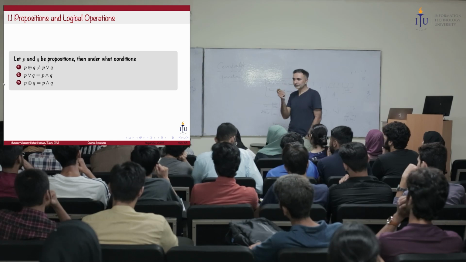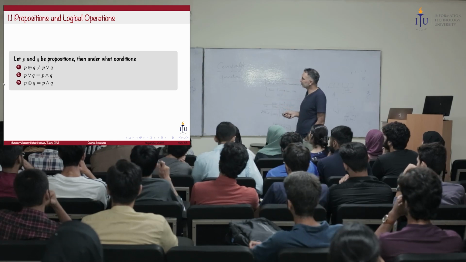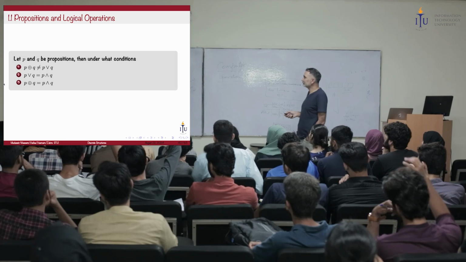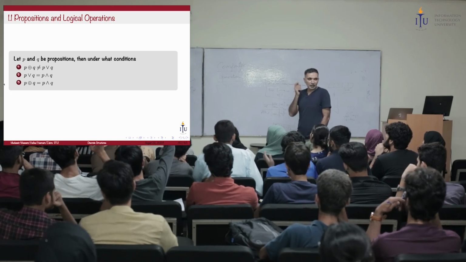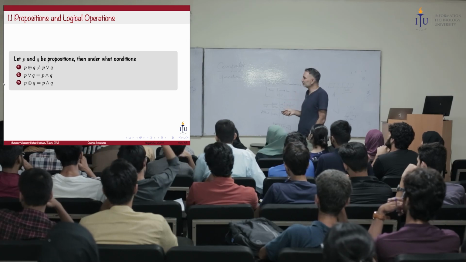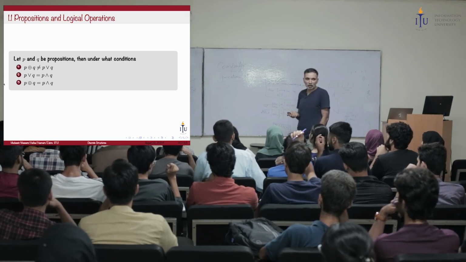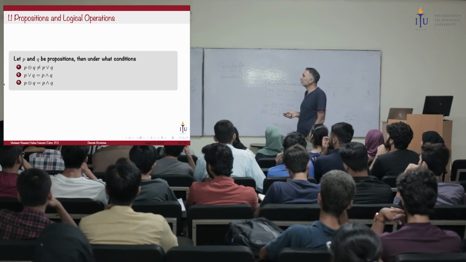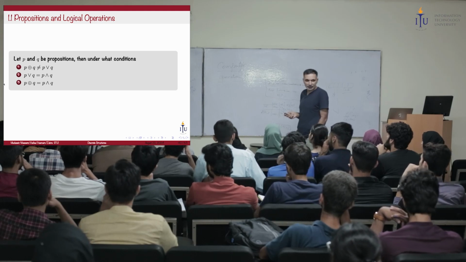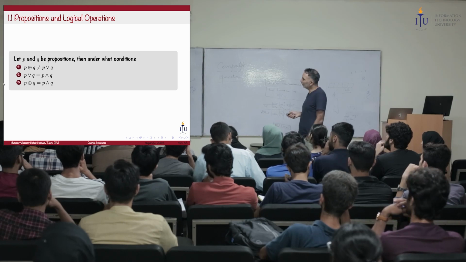Are we good? Yes. All right, let's look at the second one, which says that P or Q is equal to P and Q. Yeah, P and Q is only true when both of them are true. And in that case, P or Q would also be true. In all other cases, P and Q would be false.